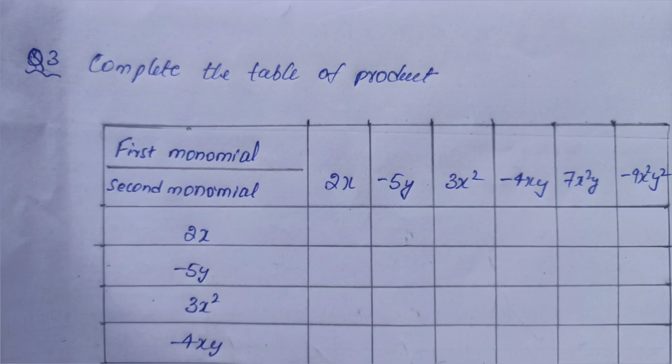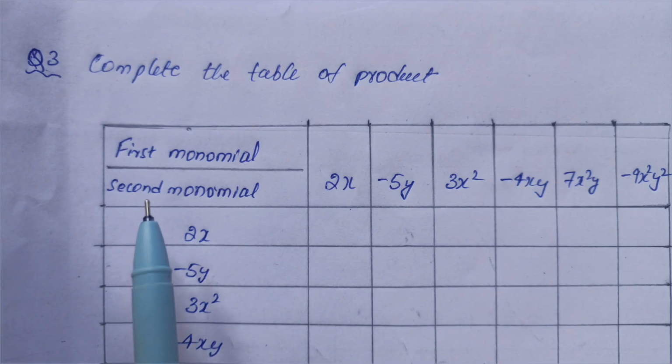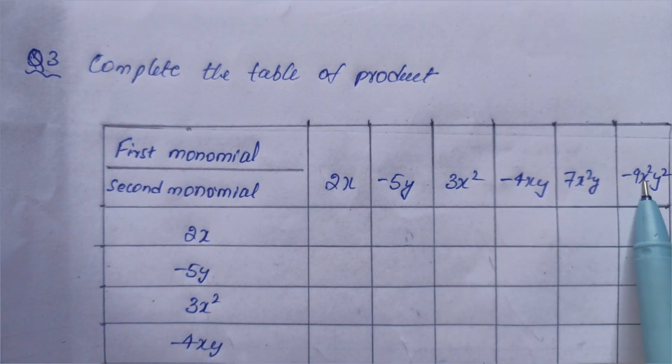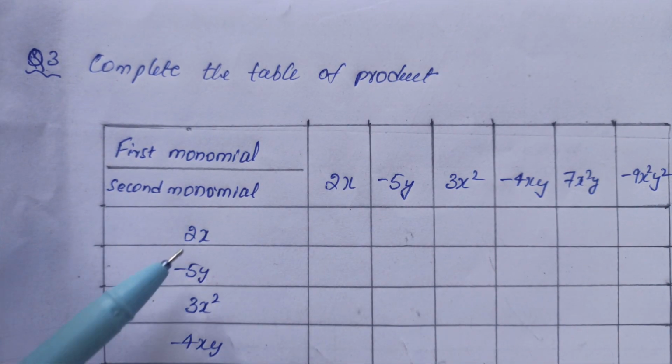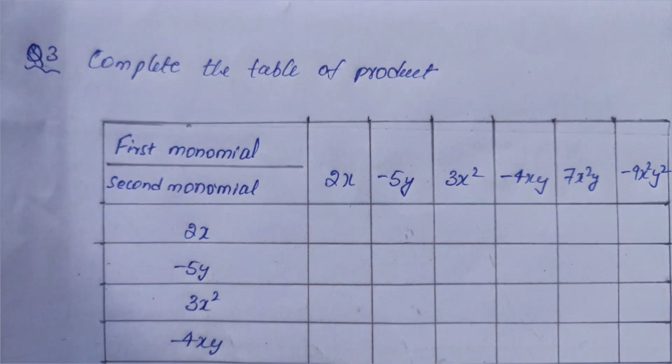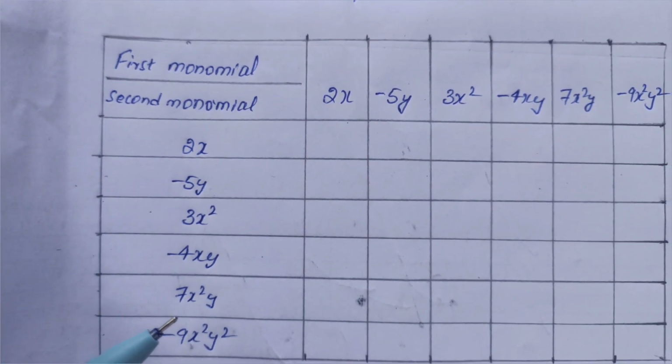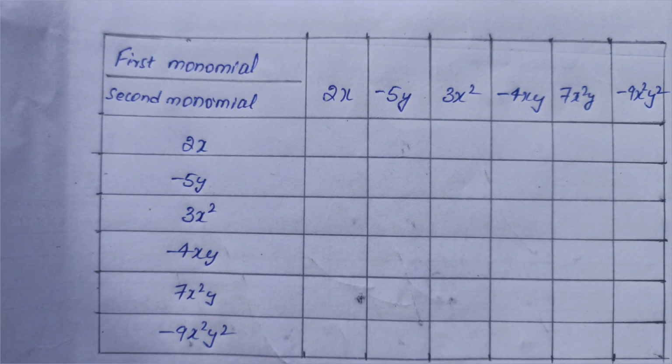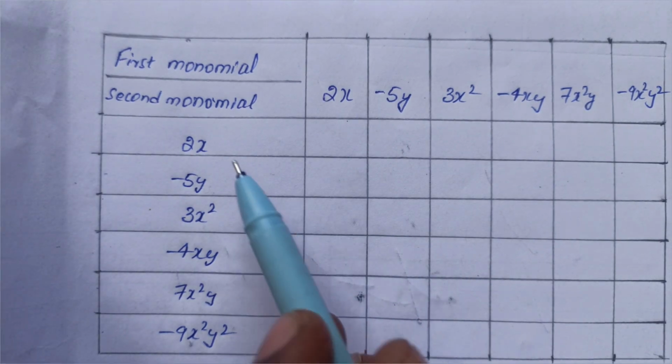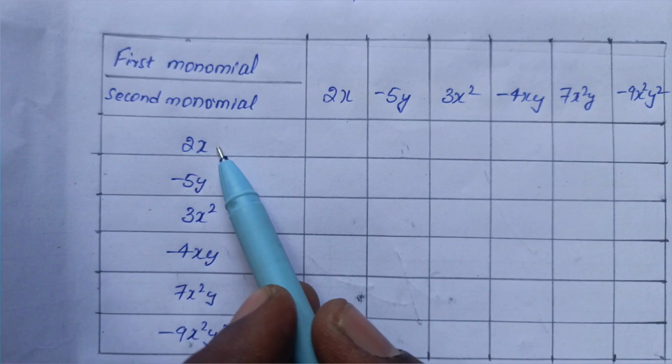Now we will be solving question number 3. Here the question they have given is to complete the table of the product. So we have a table in front of us. These are the first monomials, and these are the second monomials. You just need to go down, so you can see the entire table here. Now we need to calculate this by multiplying the first monomial and the second monomial.